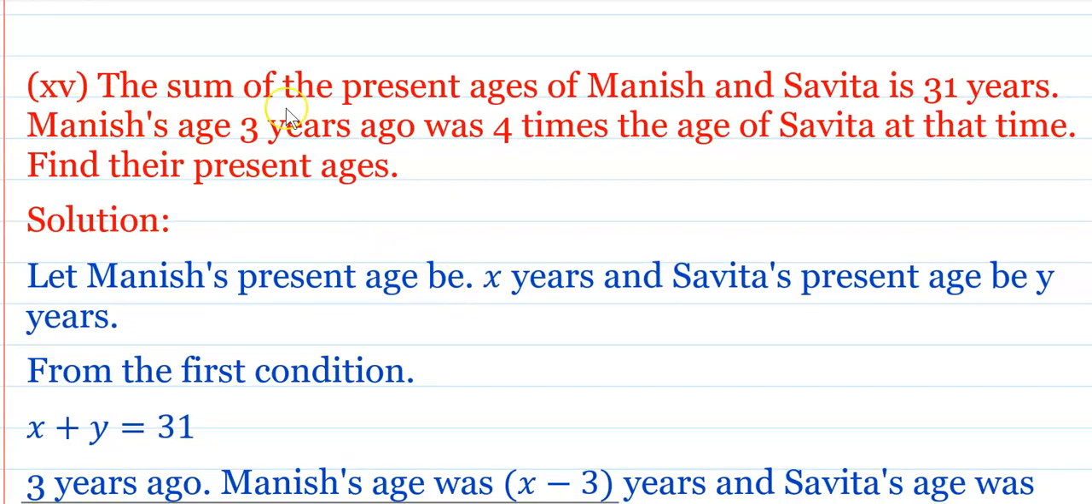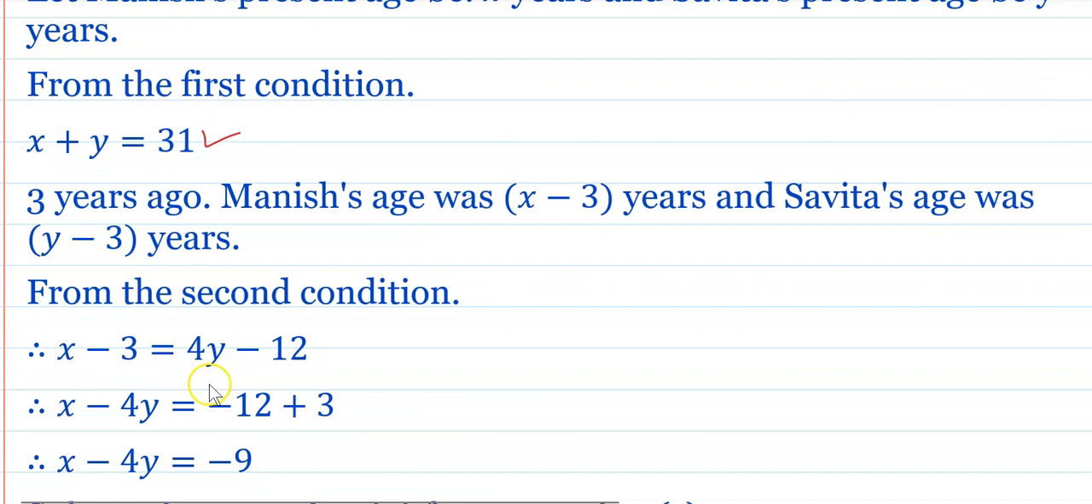Now the next. The sum of the present ages of Manish and Savita is 31 years. Manish's age 3 years ago was 4 times the age of Savita at that time. Find their present ages. Let Manish's present age be X years, Savita's present age be Y years. From the first condition, X plus Y is equals to 31. 3 years ago, Manish's age was X minus 3 years. Savita's age was Y minus 3 years.